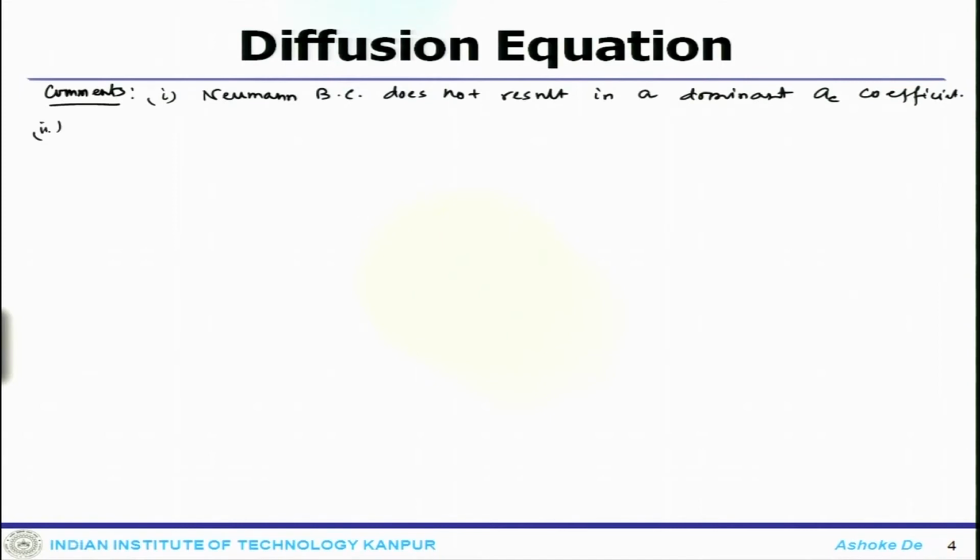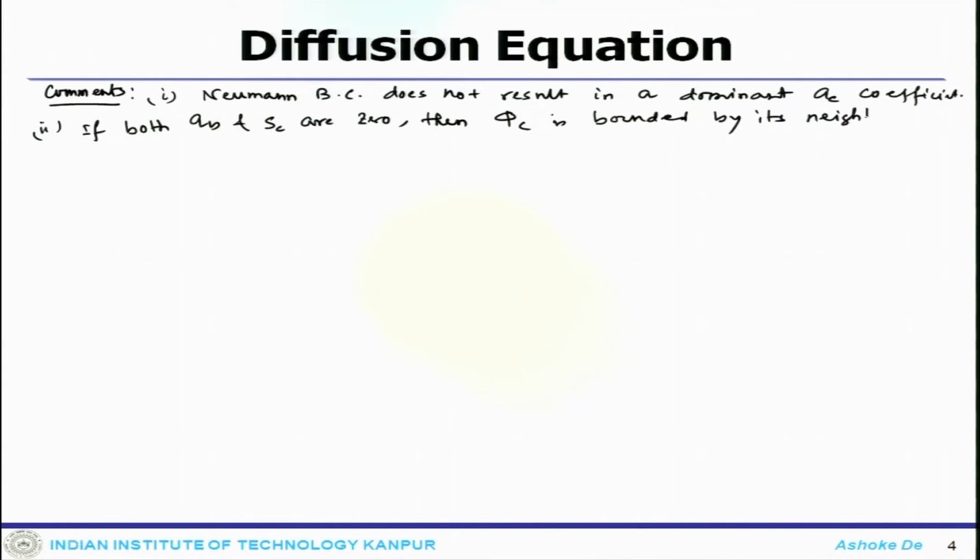Number 2, if both QB and SC are 0, then phi c is bounded by its neighbors. Otherwise, what can happen? Phi c can exceed or fall below the neighbor values of phi, whichever is admissible.